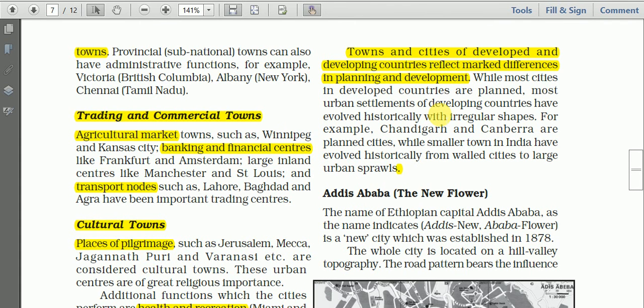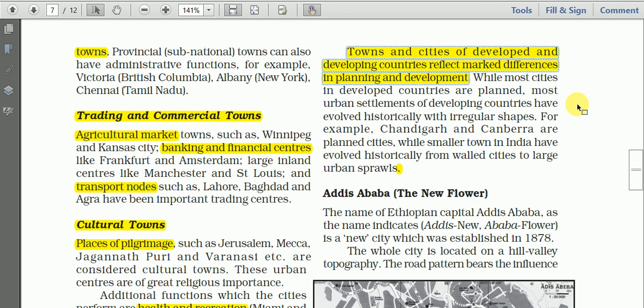Depending on the culture, depending on the religion, you may find different styles in the structure of the cities. You may find different styles in the buildings in different parts of the world. That is the point mentioned here. And here one very important line is given.